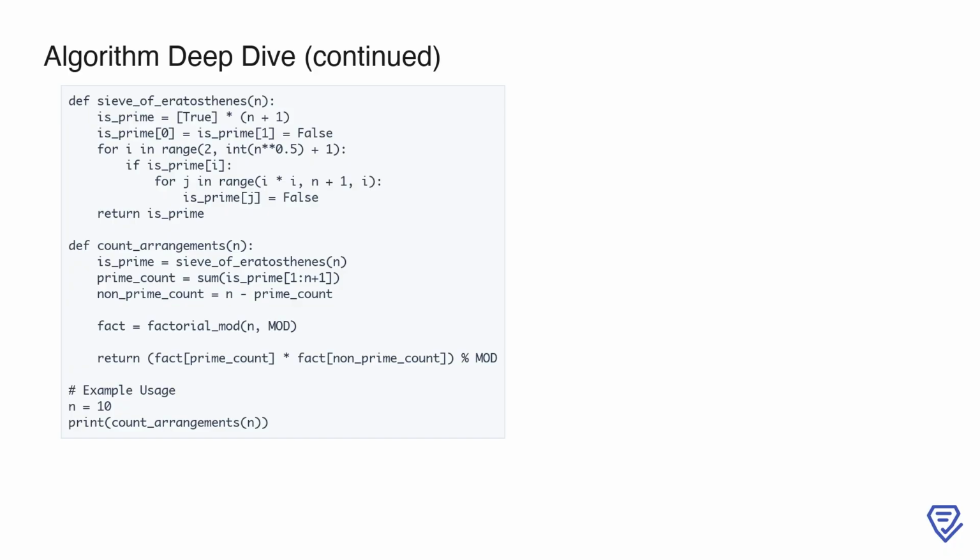The function sieve of Eratosthenes efficiently identifies primes, while factorial_mod pre-computes factorials. The main function, count_arrangements, ties everything together by computing prime and non-prime counts, retrieving their factorials, and combining the results. For example, if n equals 10, the function returns the total number of valid arrangements as calculated by these steps.